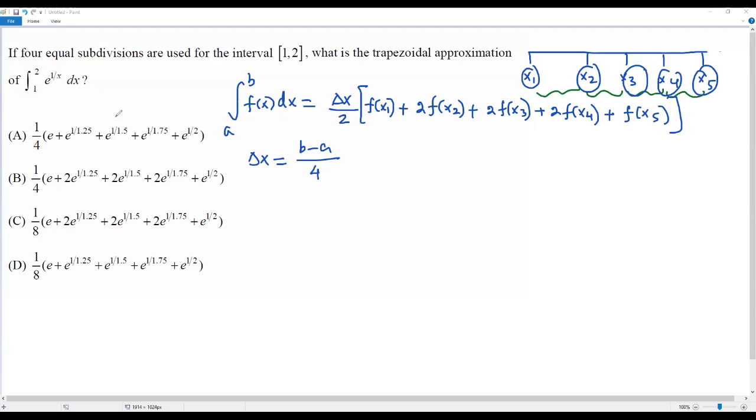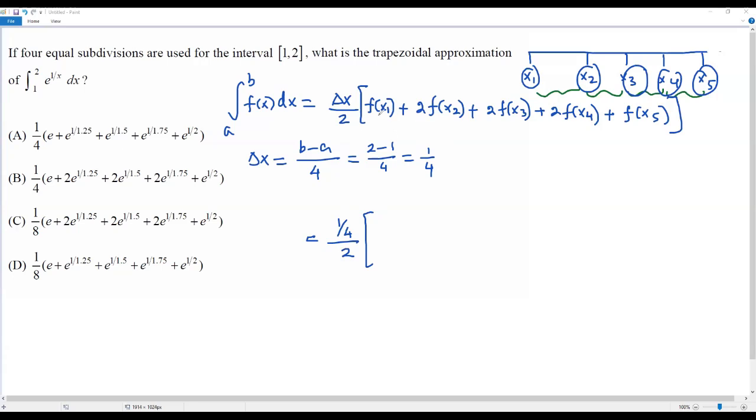Now let's find the value of delta x over here. To get the value of delta x, let me plug in the value of b. Here b is the upper limit, 2, minus the value of a, the lower limit, that is 1, divided by 4, which is equal to 1 over 4. Now we can plug in this 1 over 4 for delta x over here. Then I'm getting 1/4 divided by 2.